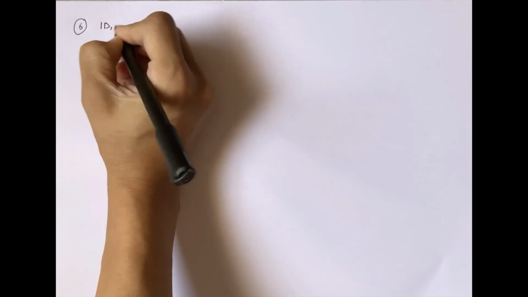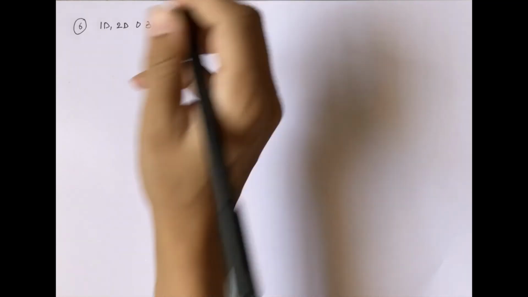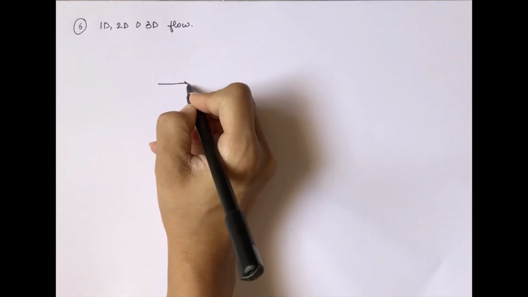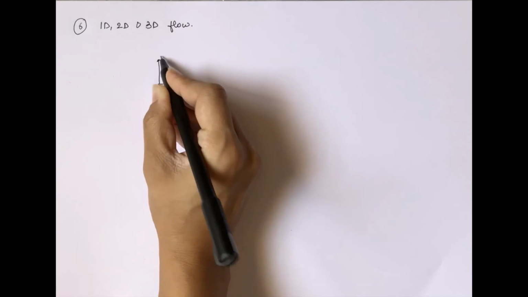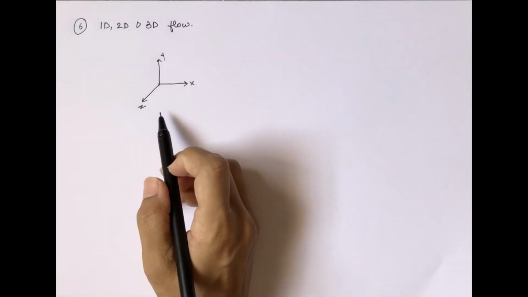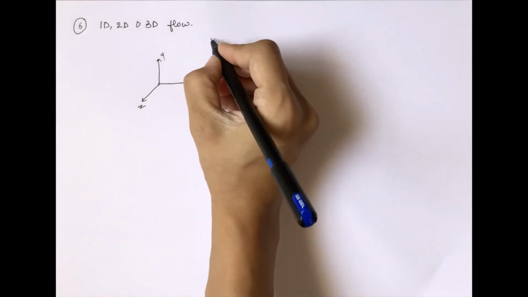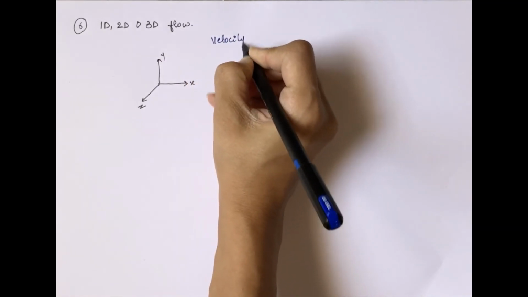Okay. So now talking about the last but not the least type of fluid flow, which is one dimensional, two dimensional and three dimensional flow. 1D, 2D and 3D flow. Okay. So here I am considering all three directions x, y and z. Now I am taking one of the properties of fluid, which is velocity. So velocity is taken as a property of fluid.